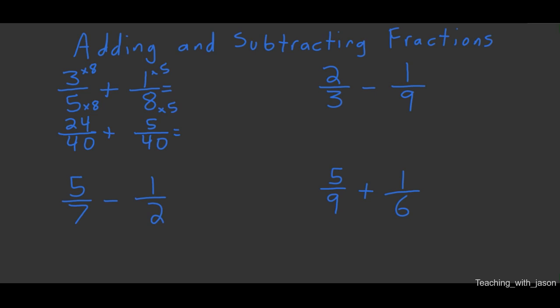And we get 24 plus 5 gives us 29/40ths. All right, 2/3 minus 1/9.